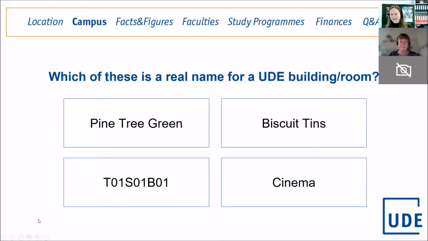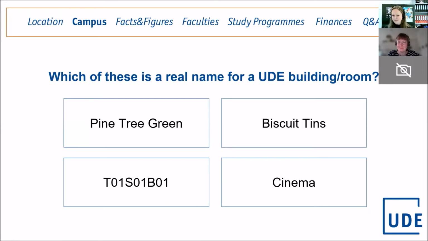Okay. This quiz, even if you can't get your annotation or your stamp to work, you could write your answer in the chat. Which of these do you think is a real name for a UDE building or a room, where you might have a lecture or a meeting at university? Would it be in the Pine Tree Green, in the Biscuit Tins, T01, S01, B01, or in a cinema?